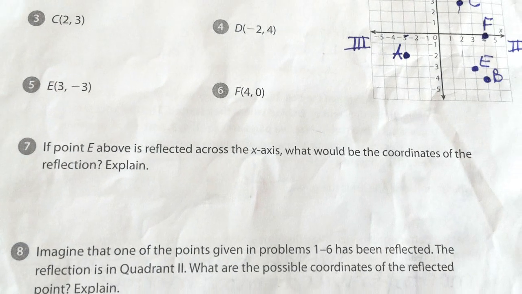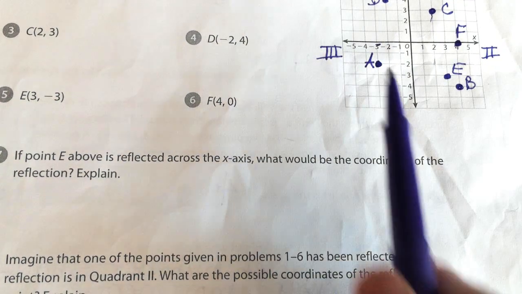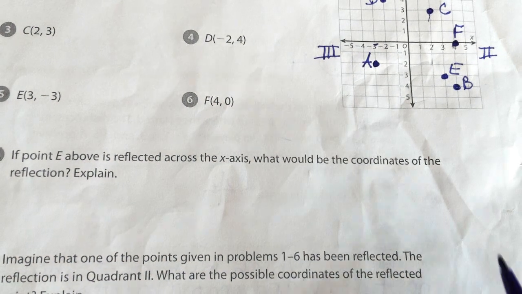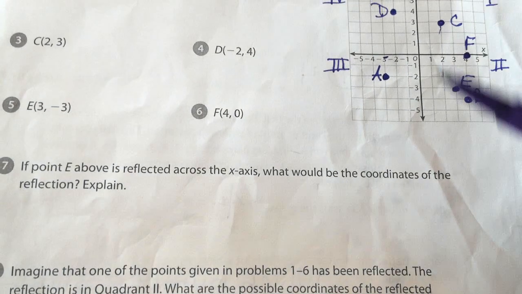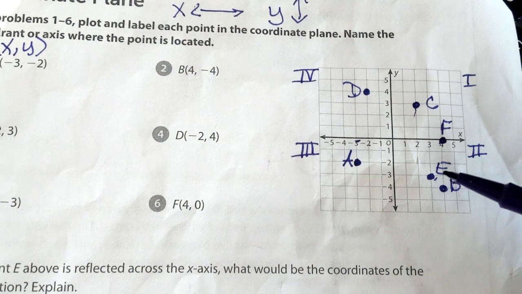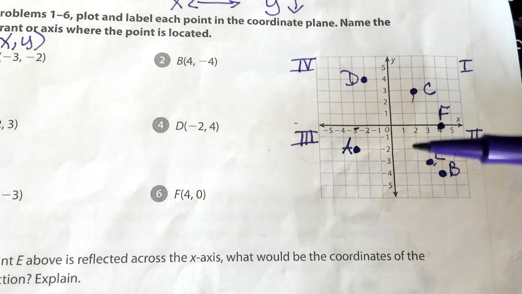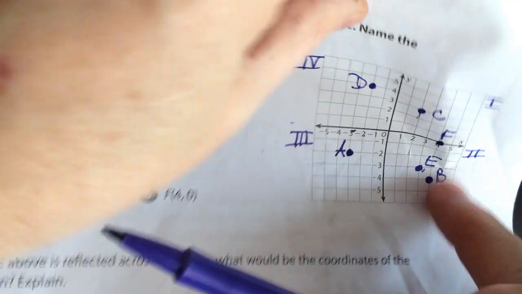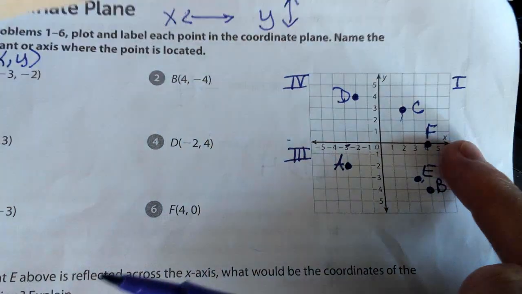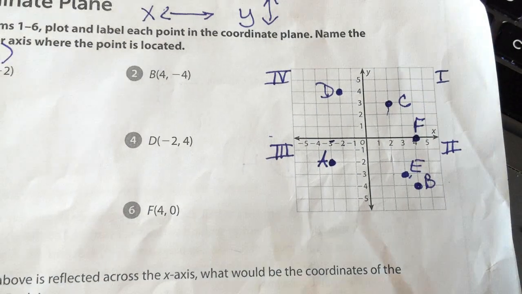Now, number 7 says if point E above in this coordinate plane is reflected across the x-axis, what would be the coordinates of the reflection? Okay, so find point E, and it's reflected across the x-axis, and that means it's just going to go across this line and be mirrored. Like if you folded this paper on that x line, it would be in the same point.